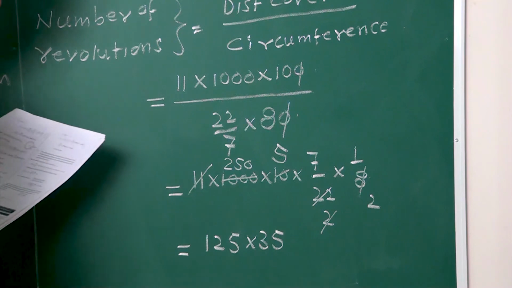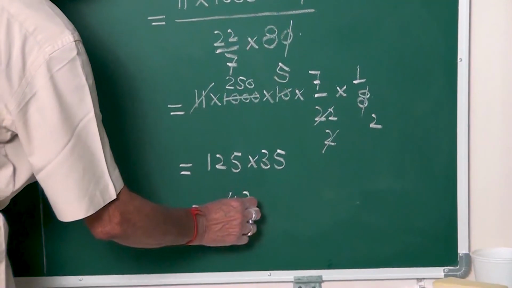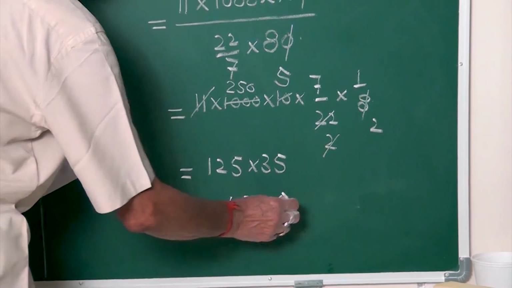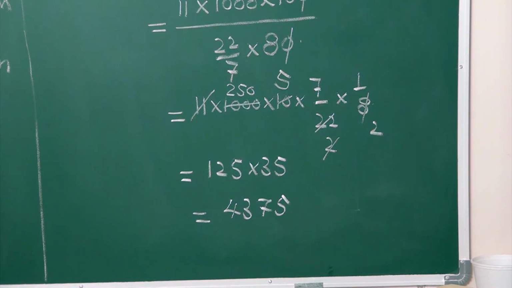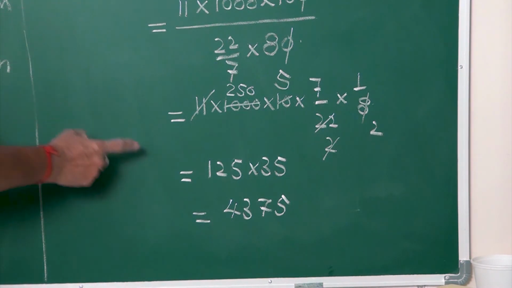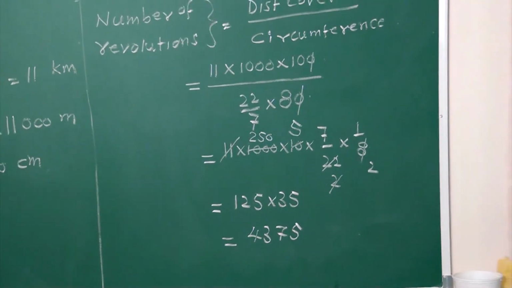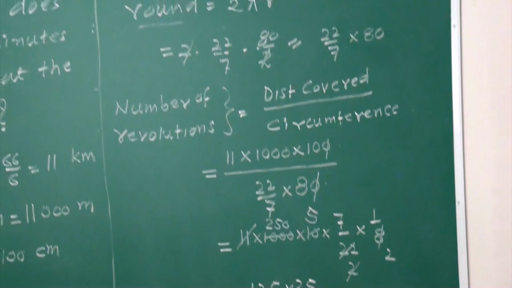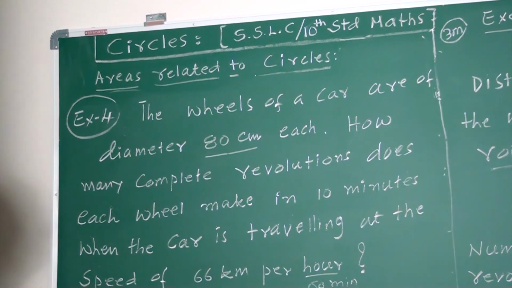If you multiply this, my friends, you get 4375. These are the number of revolutions, my friends. Number of revolutions is this. I will explain once again. I give 1 minute, my friends.